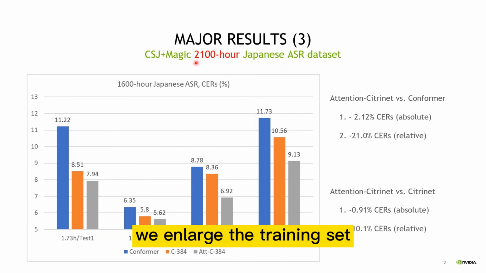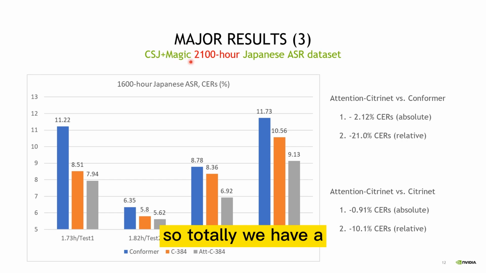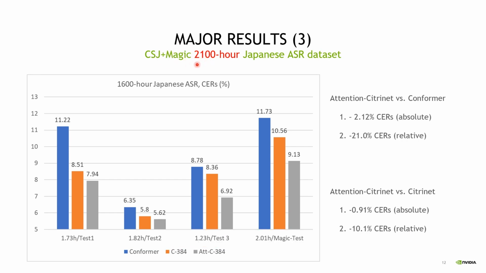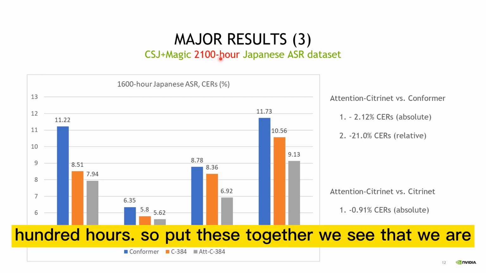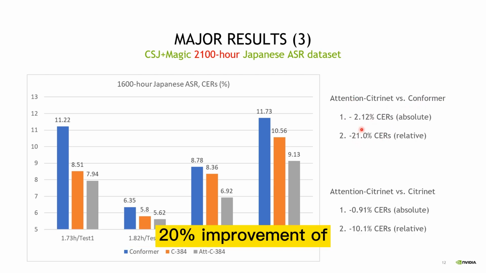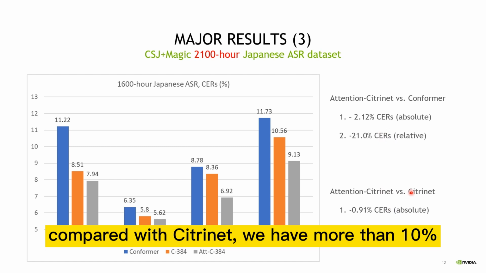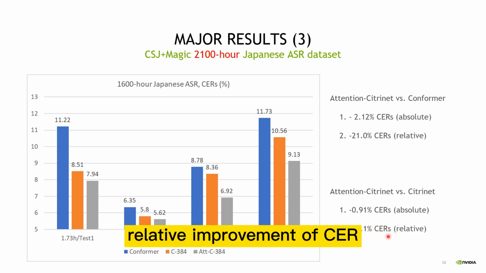Next we enlarge the training set, putting together CSJ with another dataset. In total we have 1600 plus 500, which is 2100 hours. Compared with Conformer, we still have a 20% relative improvement in character error rate. And compared with Citrinet, we have more than 10% relative improvement in CER.